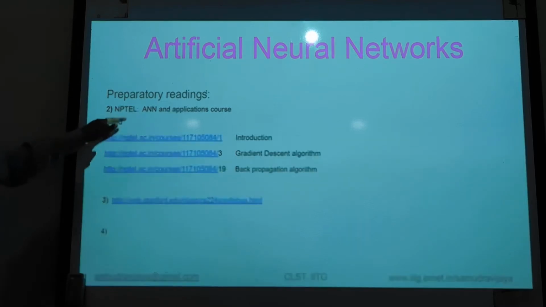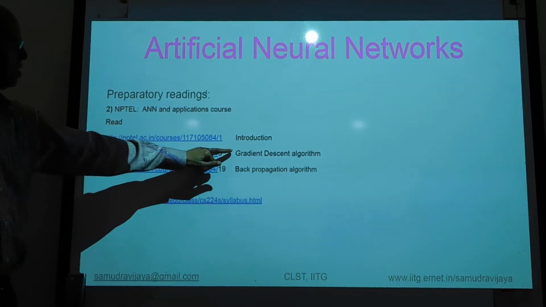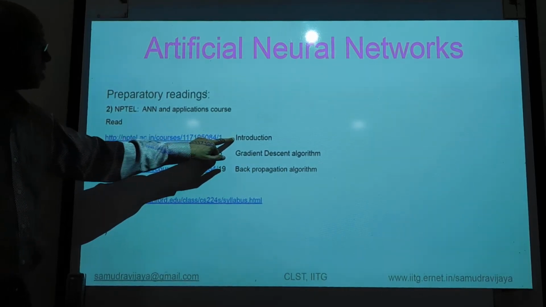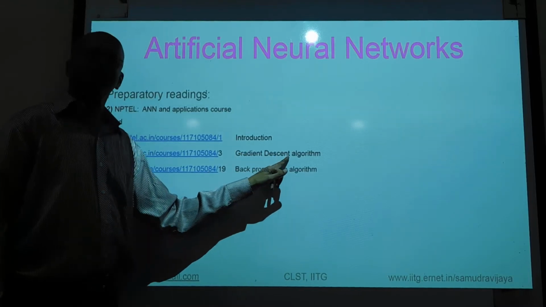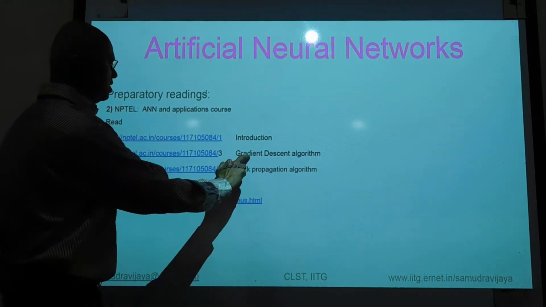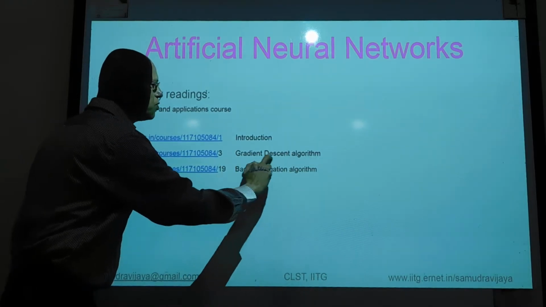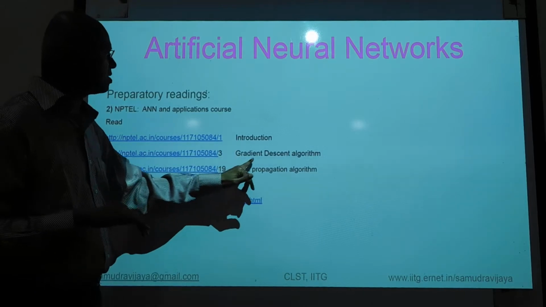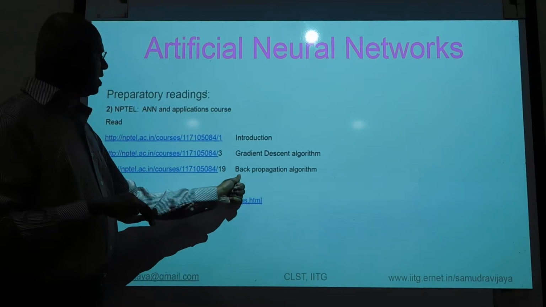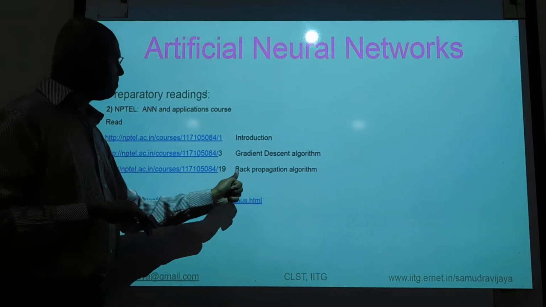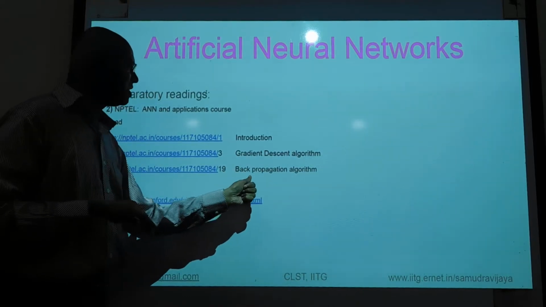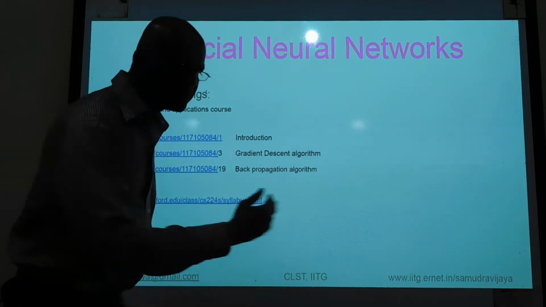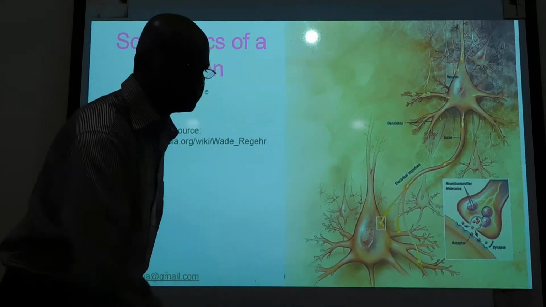There are NPTEL courses on those, and we have gone through the introduction to neural networks, and the gradient descent algorithm for training a simple neuron. This algorithm is useful for any kind of optimization. It is a popular machine learning algorithm, and the algorithm applied to a multi-layer neural network is called the backpropagation algorithm. We will quickly run through each of these.